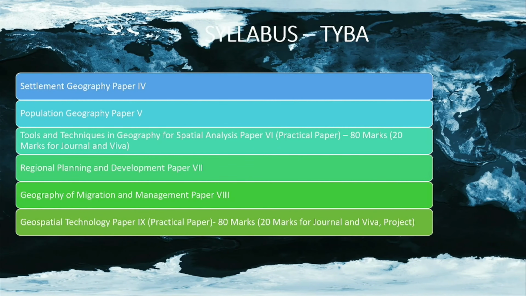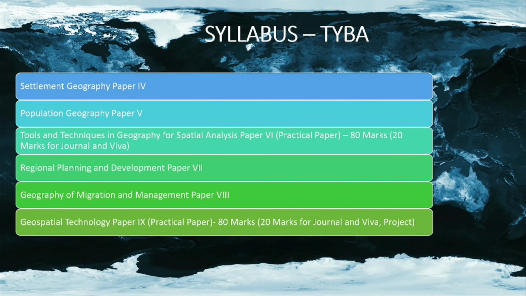Regional Planning and Development, paper number 7, Geography of Mitigation and Management, paper number 8, and Geospatial Technology, paper number 9, that is a practical for 80 marks and 20 marks for internal exams for journals, viva and project. Now for them, paper number 6 and paper number 9, which are practical papers, these papers have journals and viva exams and project work, which is compulsory. Without certified journals, you are not allowed to sit for the examination. So for the journals, you will get the journal material and the questions for solving it on your email ID, Telegram group as well as online lectures. You will get the details from time to time.